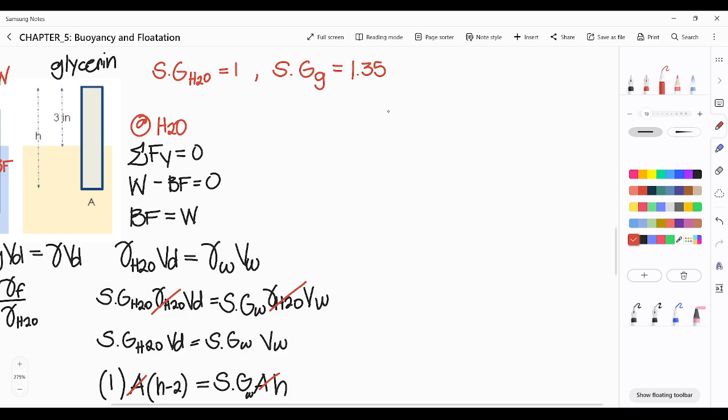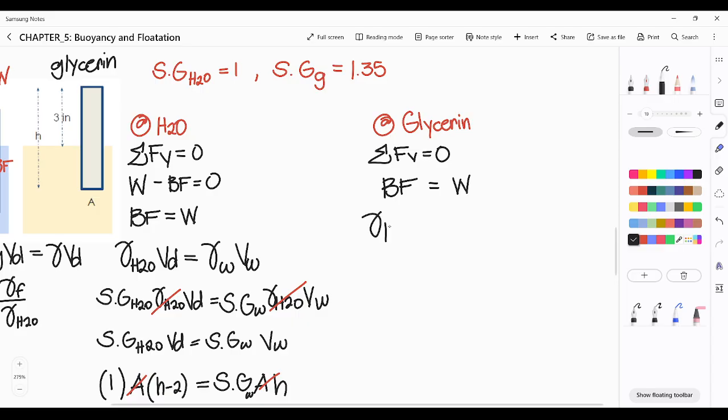Now, when the wooden block is in glycerine, taking the summation of forces in the vertical direction. This is also equal to 0 to achieve equilibrium, or para lumutang yung wood. It will also come up with the relationship that the buoyant force is equal to the weight of the wood.